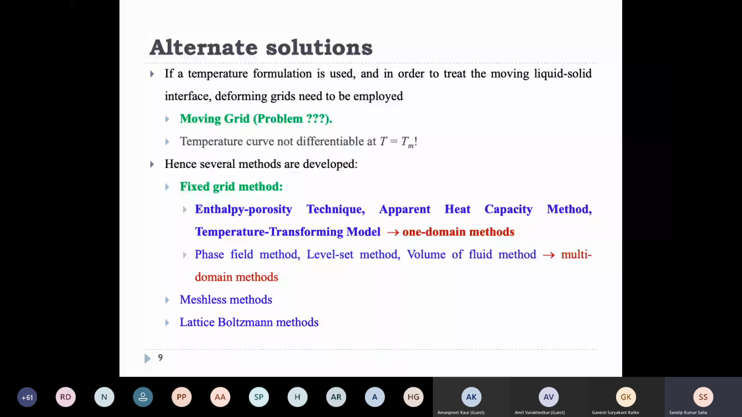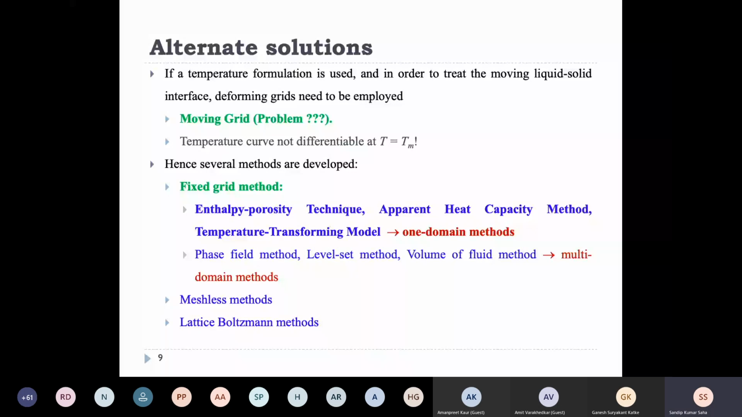And the problem is you have a very high amount of bookkeeping. Now, if I want to employ the fixed grid method, then the advantage will come that I need not store many parameters associated with the moving grid. So that is one advantage, and my computational time will be less. But now the problem arises that I cannot track the melt front explicitly.